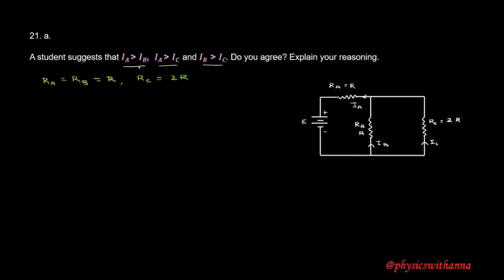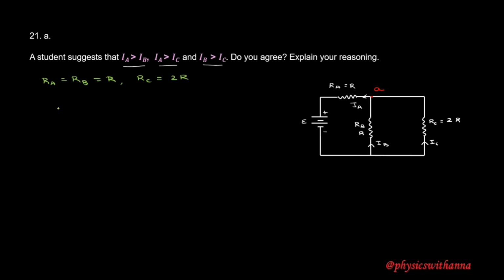And we need to verify whether the conclusion drawn by the student is correct. Do you agree with these conclusions? And you need to explain your answer. So here, since we are describing current, I'm going to use Kirchhoff's junction rule. Let us apply it at the junction here. We will call this junction A.